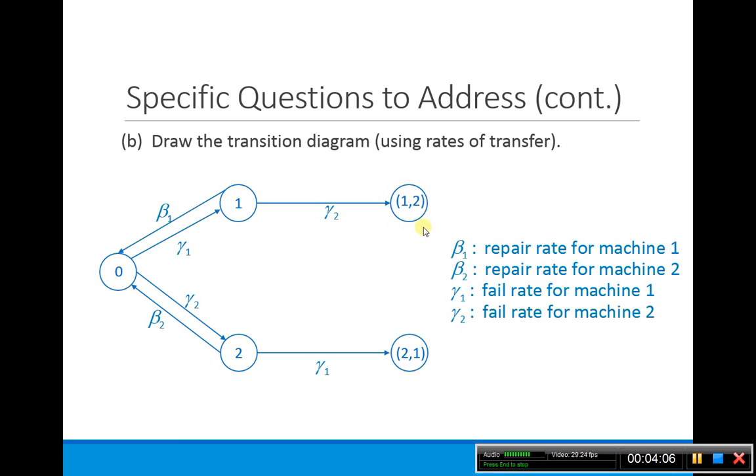Now the other ones are if machine 1 failed and machine 2 has failed. If machine 1 failed first, then the first one he's going to fix is machine 1. If he fixes machine 1, we're left with just copier 2 failed. So we transition to 2 at the rate beta_1, where beta_1 is the repair rate for copier 1. Similarly, if copier 2 failed first, then we fix it at a rate of beta_2, and so we're just left with copier 1 failed.